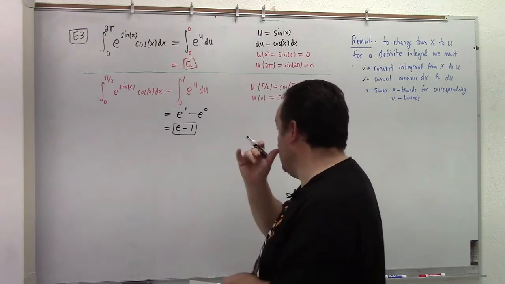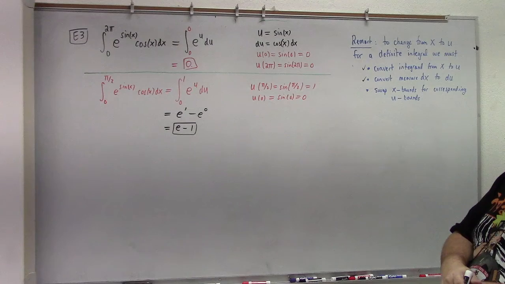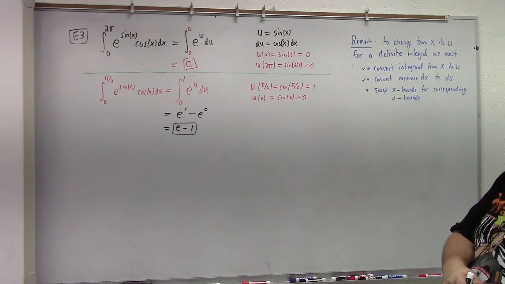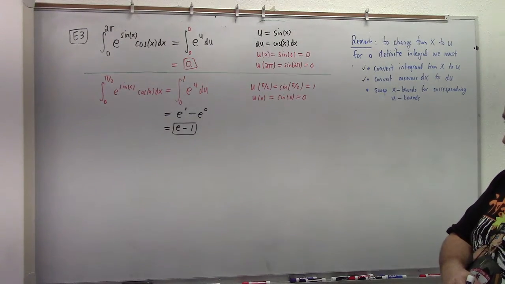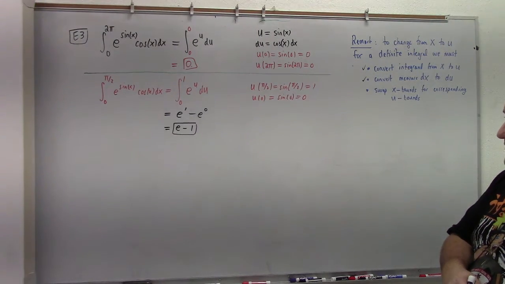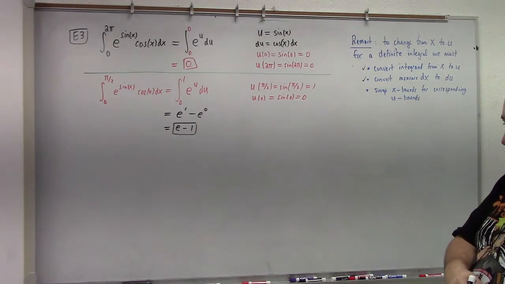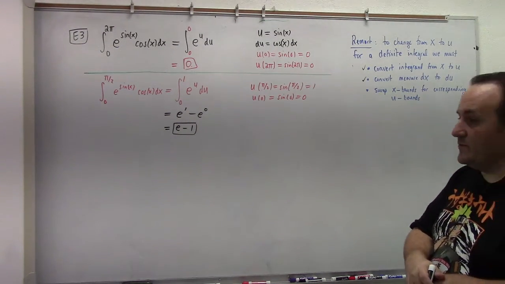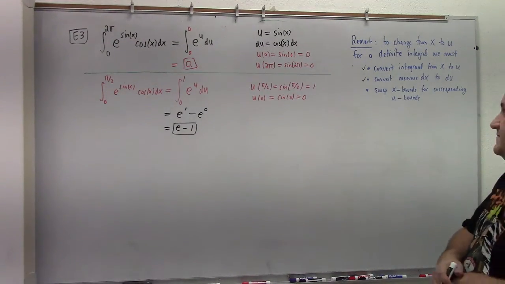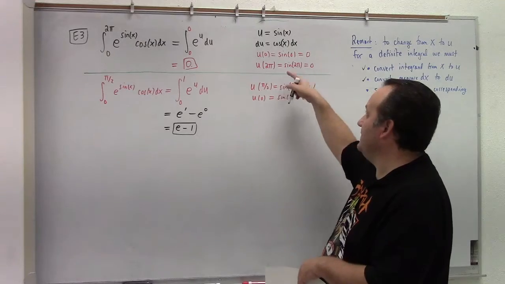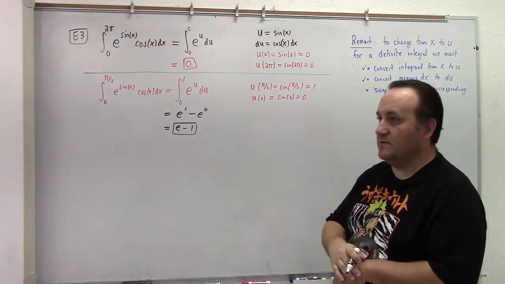Wait, what happens to the cosine there? I changed the bounds. It never comes back with these problems because we've changed the bounds. So we do the integration in u. Cosine just disappeared. Yeah, it's wrapped up in the substitution. The thing is, we complete the calculation using u.